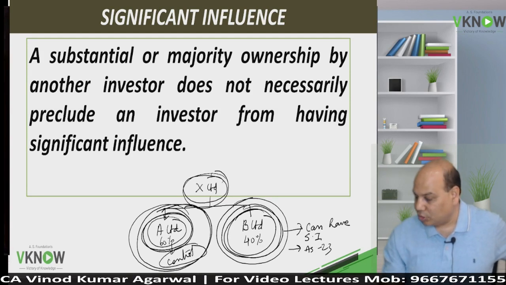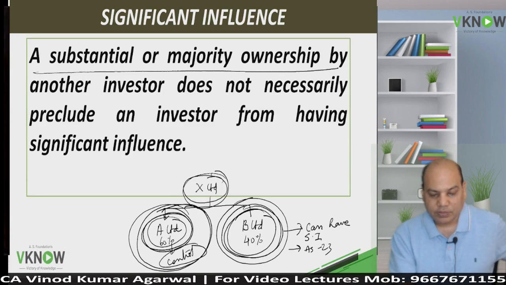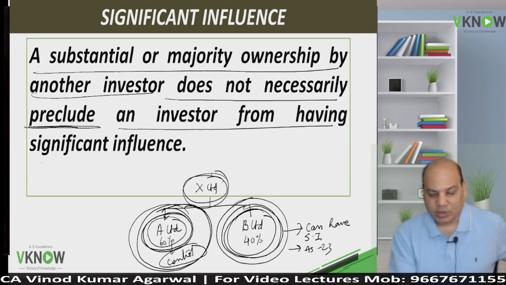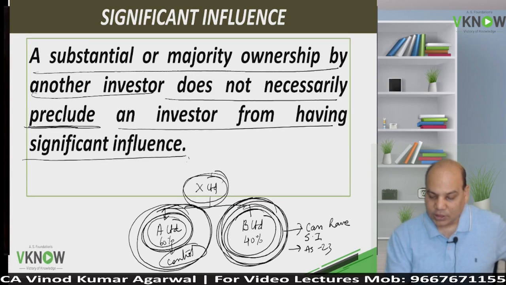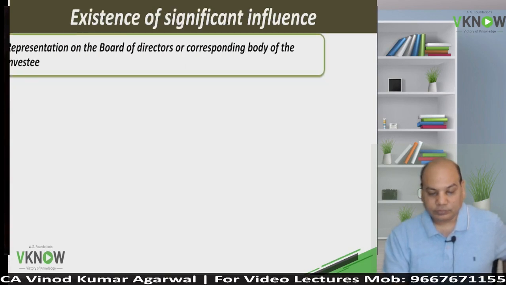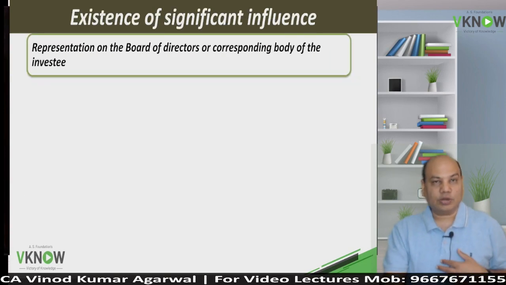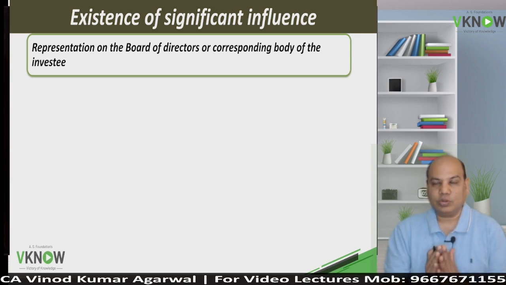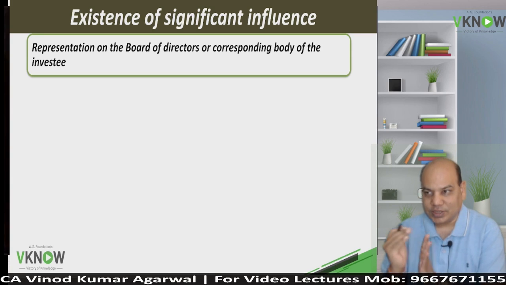So this is the meaning of this line: a substantial or majority ownership by another investor does not necessarily preclude an investor from having significant influence. So B has significant influence even though A may be holding more than 50% share. Now the question is, how do I check for significant influence? How do I know that significant influence exists?